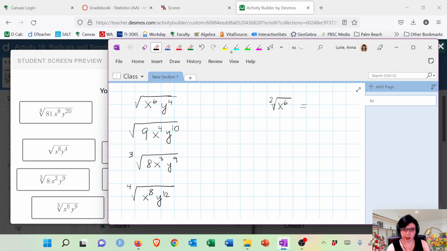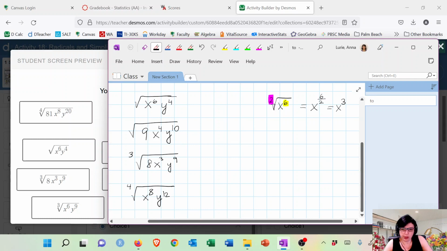You just take the number you have and divide it by the index of the root. So you're going to get x to the power what? Well, 6 divided by 2, which is 3. So that's how you simplify it. That's basically it. If you have this sort of example on your card, then it'll be easier to do this stuff on the test.